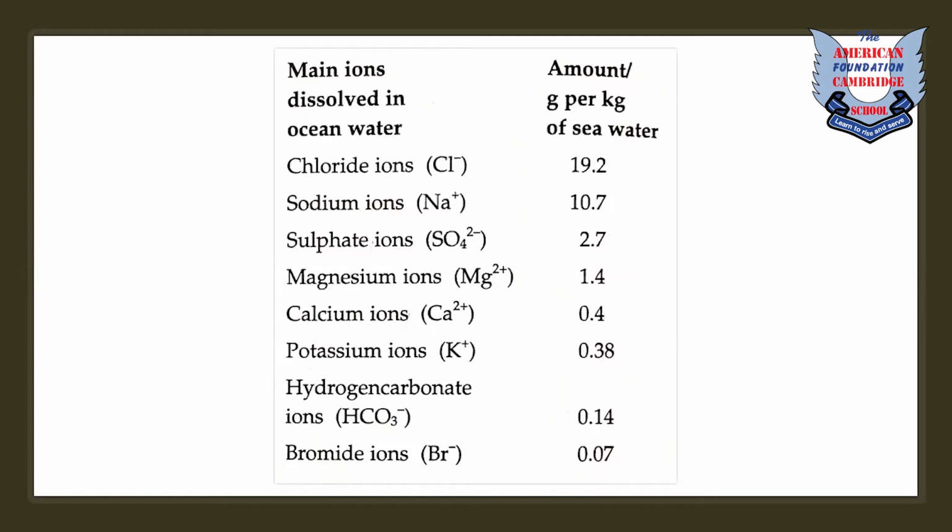You will see that 1 kilogram of the ocean water contains 19.2 grams of chloride ions, 10.7 grams of sodium ions, 2.7 grams of sulfate ions, 1.4 grams of magnesium ions, 0.4 grams of calcium ions, 0.38 grams of potassium ions, 0.14 grams of hydrogen carbonate ions, and 0.07 grams of bromide ions. These are the ions or the minerals that are present inside the seawater.